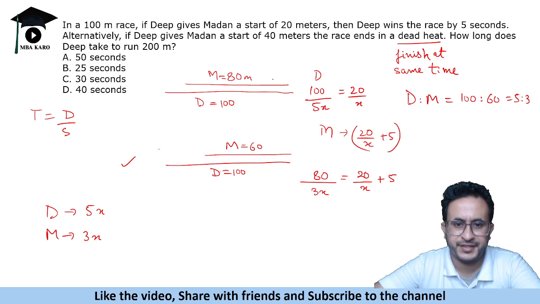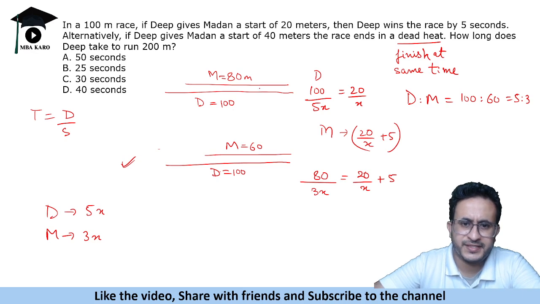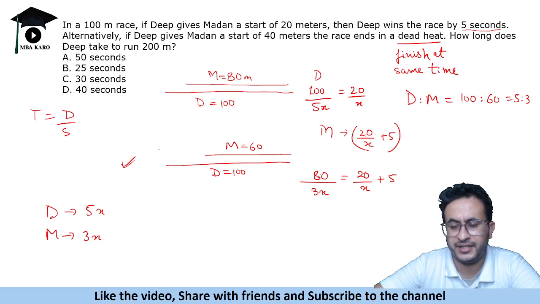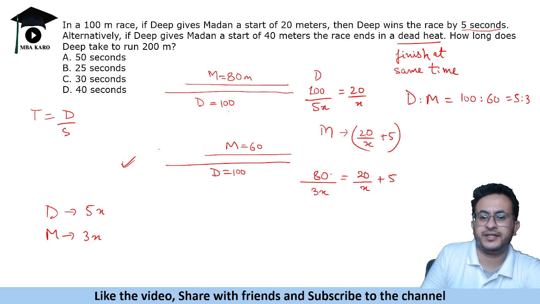How did we solve it? See, first of all we use this equation to get the ratio of their speeds, which is 5 ratio 3. Now in this race he covers 100 meters. So he will take 20 upon x, like this is his distance, this is his speed, so this gives the time taken. And he wins the race by 5 seconds. That means Madan will take 5 more seconds. So Madan takes 20 by x plus 5 seconds and he covers 80 at the speed of 3x. So that is the time taken by him.